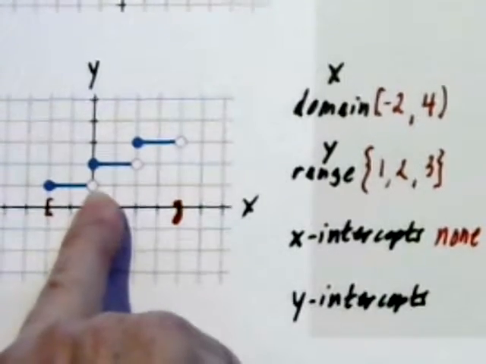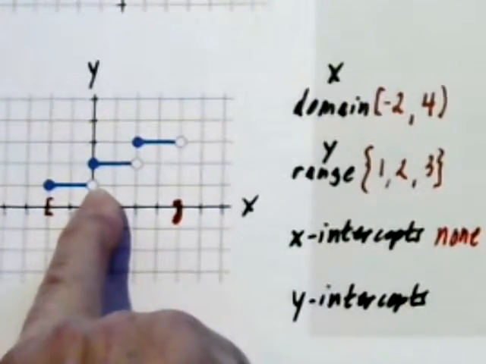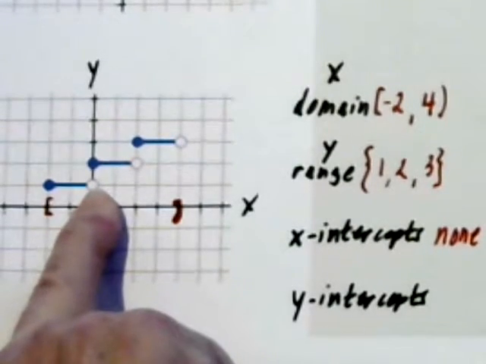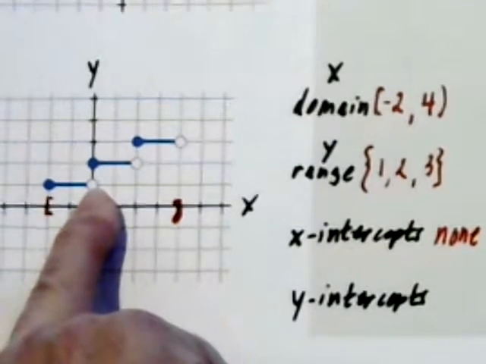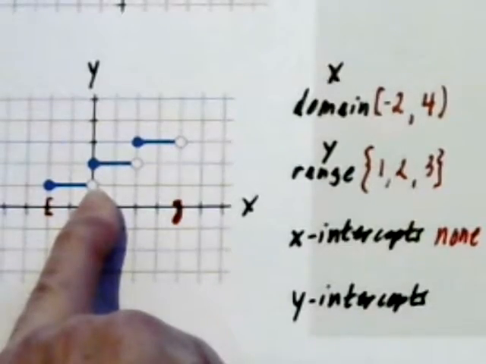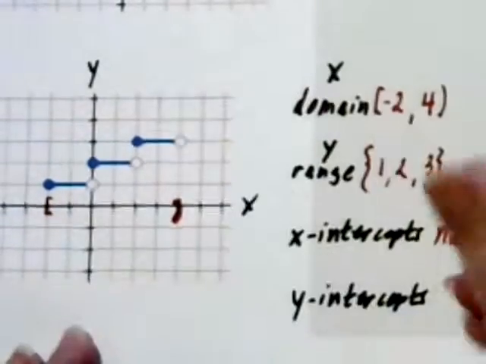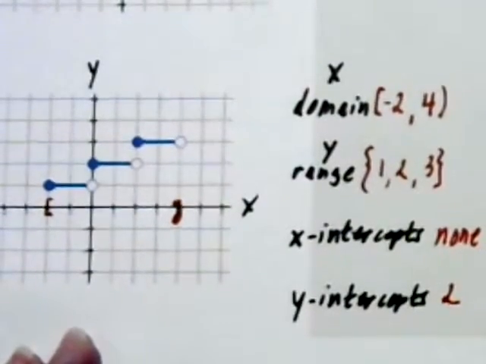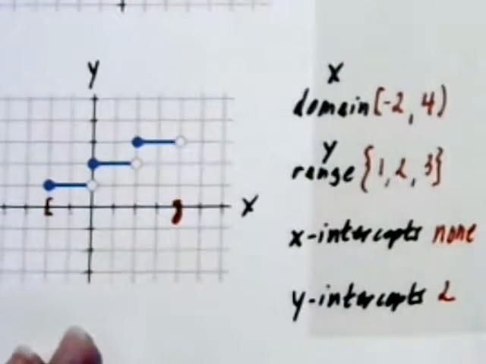However, when we look closer at this value here, where y is 1, we see it's an open circle. That point isn't included on our graph, so there is no intercept here. However, when y is 2, we do have a closed circle, so that is a y-intercept.